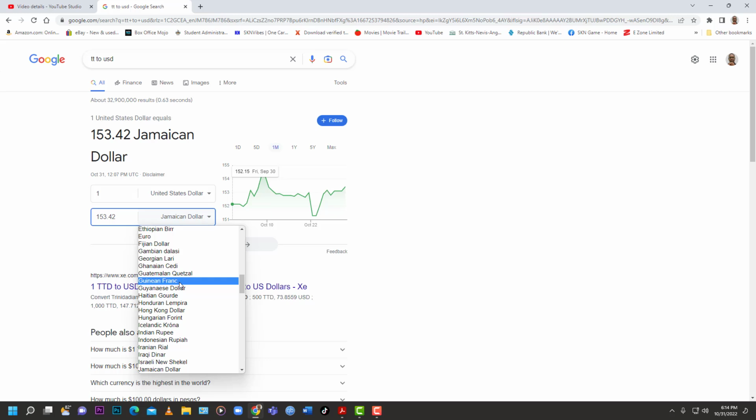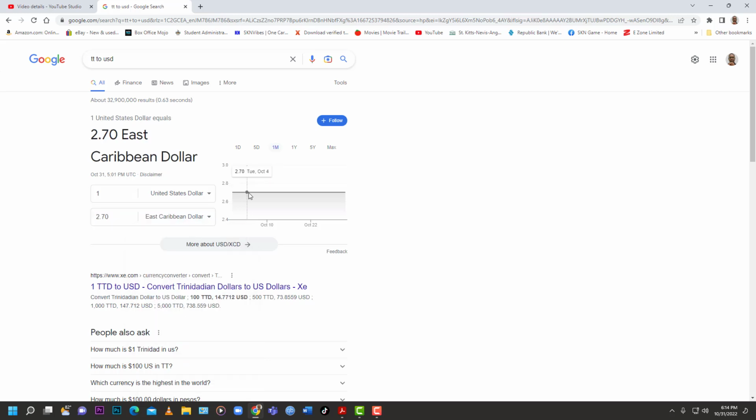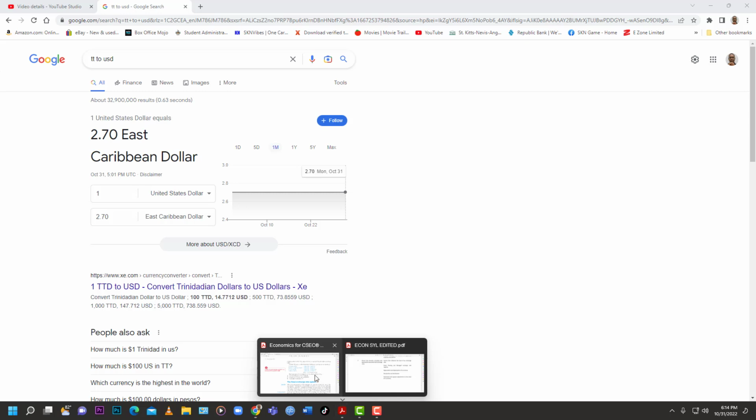Look at the EC dollar on the other hand, right? Straight line, straight line. It stays the same. Why? Okay, so let's look at it right now.